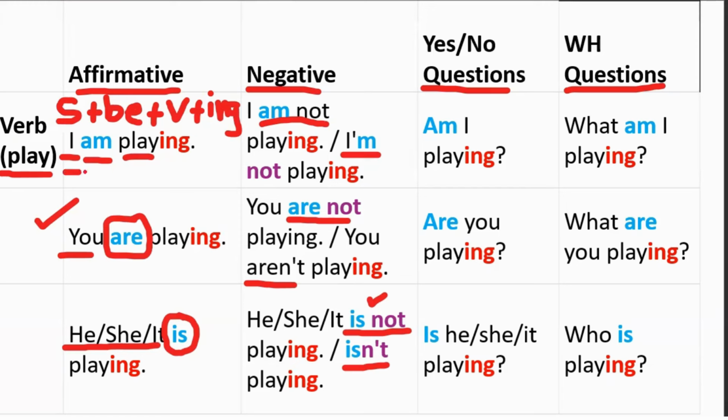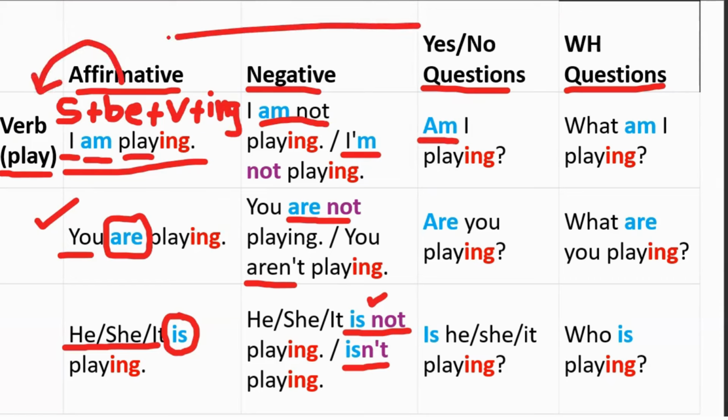If you look at the positive sentence here, the subject is first. But in yes or no question, we bring be form before the subject. So the order is reversed. This order is reversed here for yes or no questions. So am I playing? So we have form of be plus subject. And after that, we have base form of the verb plus ing. Am I playing?